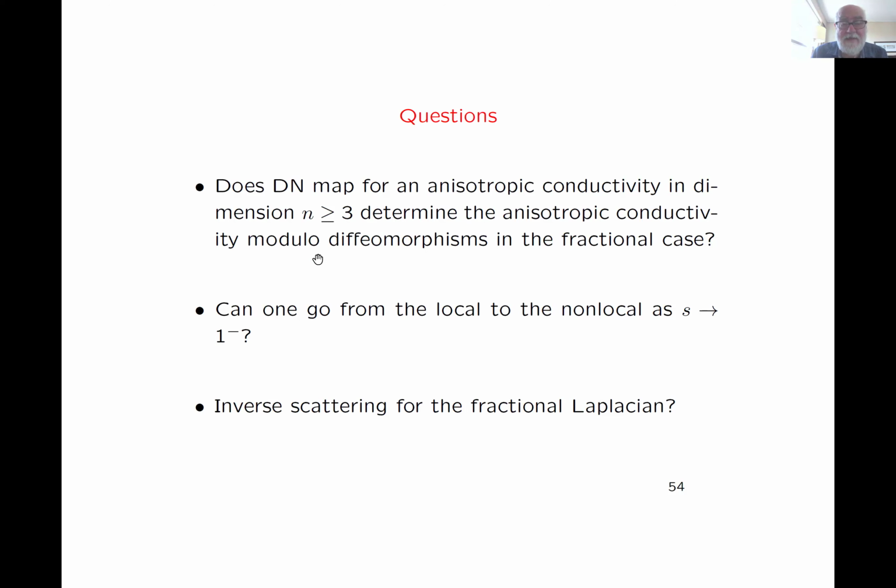Whether you can recover, in the fractional case for the anisotropic conductivity, up to this change of variable, which is the identity in the set where you're making the observation, is not known. We prove it for closed Riemannian manifolds, but not for the case of complete manifolds. And a very intriguing question is whether we can go from the non-local to the local. There is also the question of whether one can go from the local to the non-local and then apply the result for non-local.